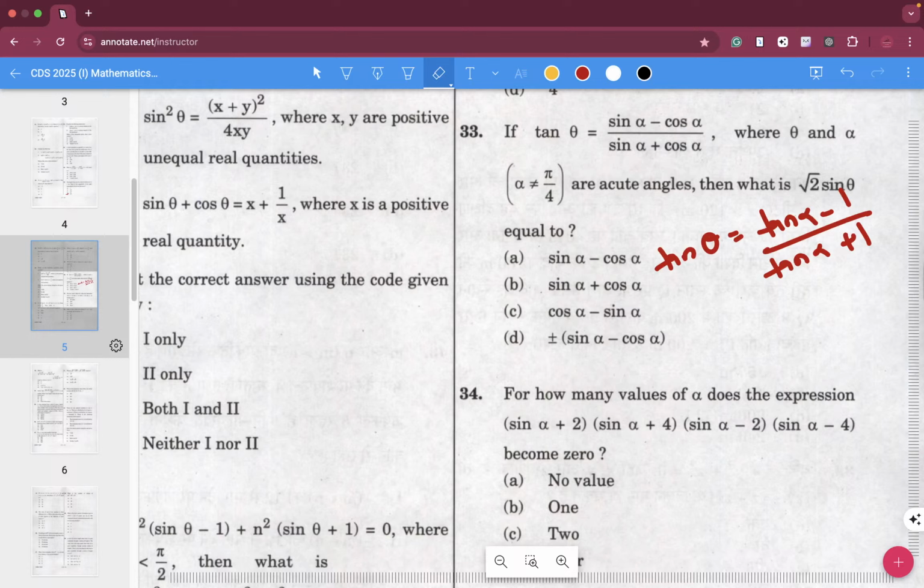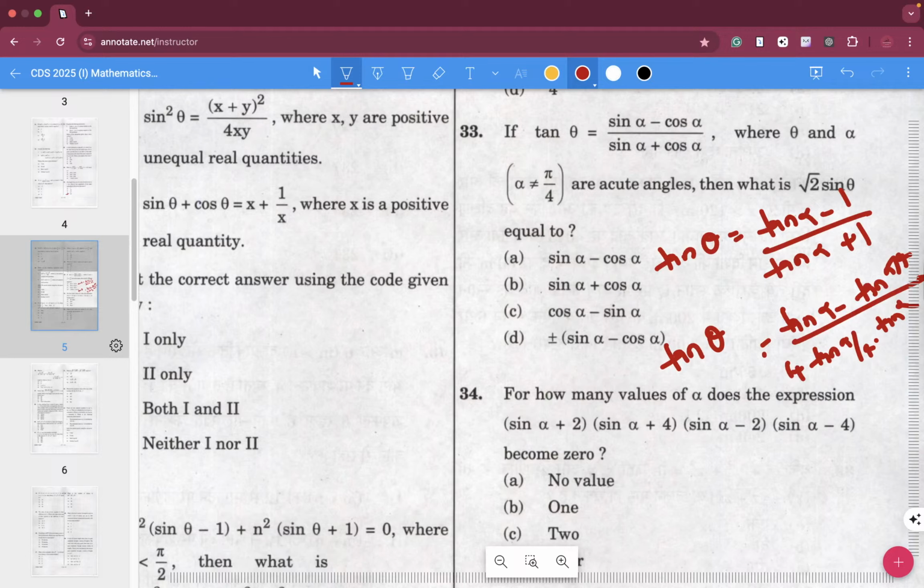Now can you think of something like, can we write it like tan alpha minus tan pi by 4, tan 45, divided by 1 plus tan 45 tan alpha? Can we write something like that?